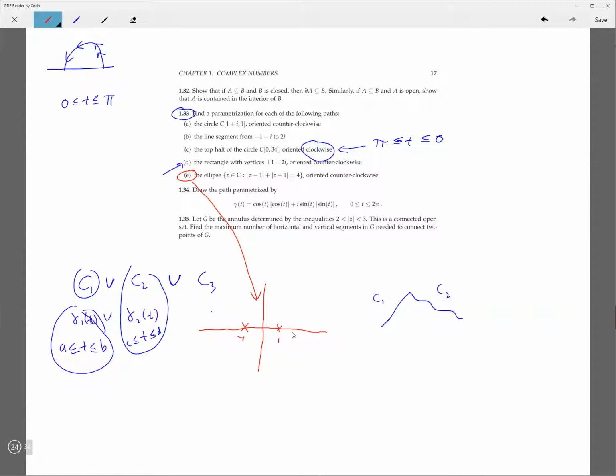4. So that means that if you go over here to 2, that point, the distance between -1 and 2 is 3, and that distance is 1. So those two distances add up to 4. So that point is on the ellipse, as well as this point here, -2. Okay, so those points are on the ellipse.